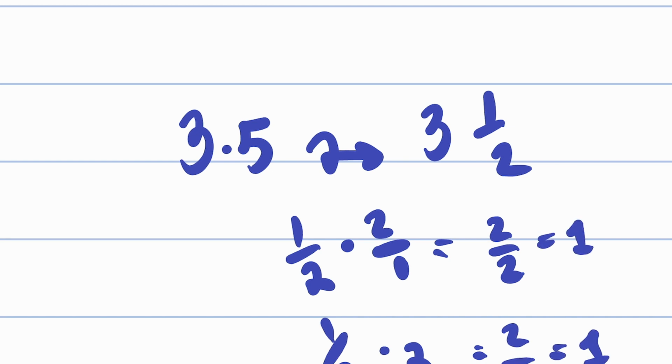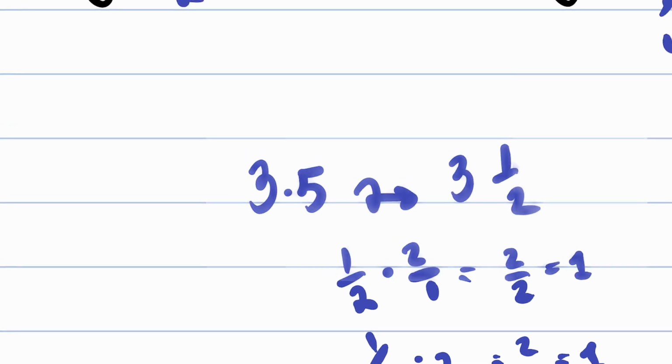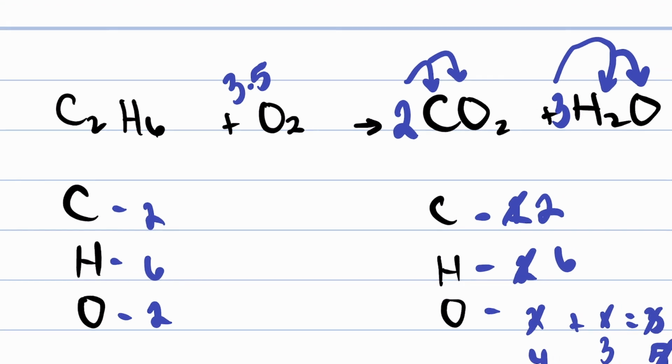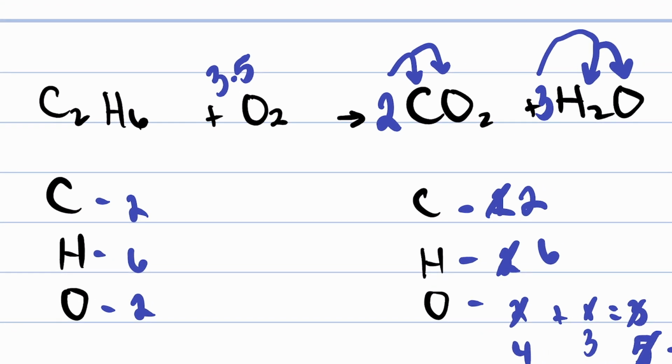Ultimately, if you end up having half a number, a fraction in your chemical equation, then in order to convert that into a whole number, you're going to have to multiply that by 2. Now, if I multiply dioxygen by 2, I'm changing it by a factor of 2. I'm going to have to do the exact same thing for the entire chemical equation.